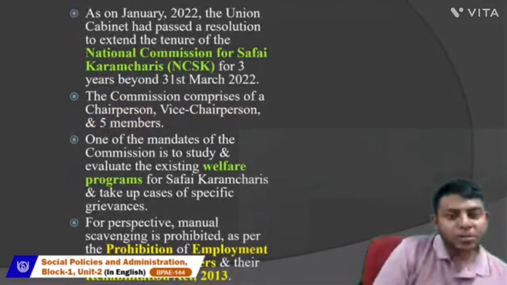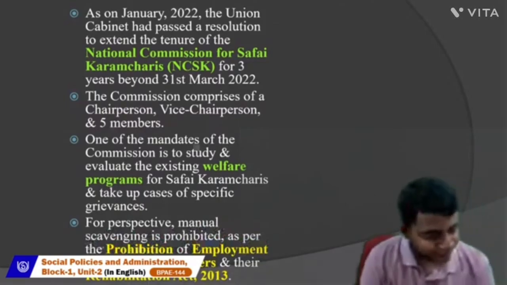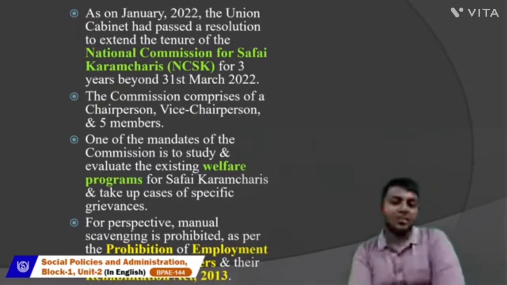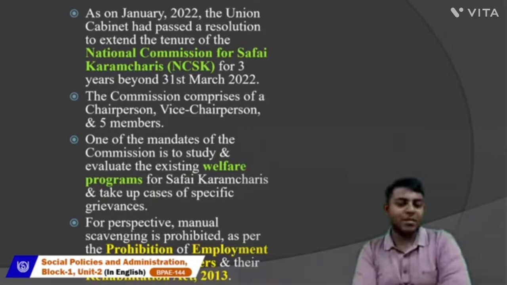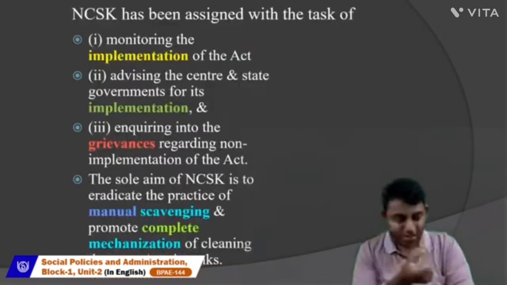As of January 2022, the Union Cabinet has passed a resolution to extend the tenure of the National Commission for Safai Karmacharis for 3 years beyond 31st March 2022. The commission comprises a chairperson, vice chairperson, and 5 members. And one of the mandates of the commission is to study and evaluate the existing welfare programs for Safai Karmacharis and take up cases of specific grievances. For perspective, manual scavenging is prohibited as per the Prohibition of Employment as Manual Scavengers and their Rehabilitation Act of 2013.